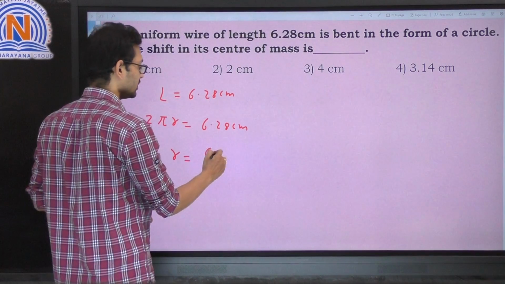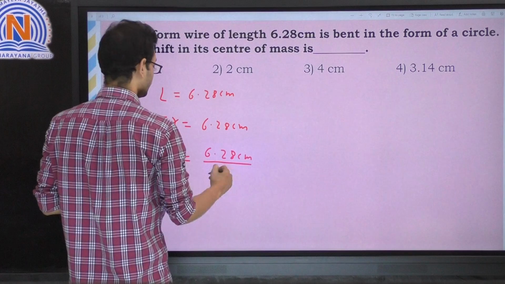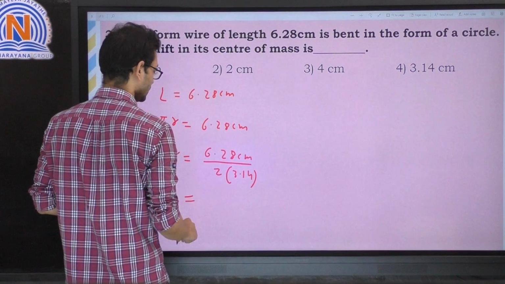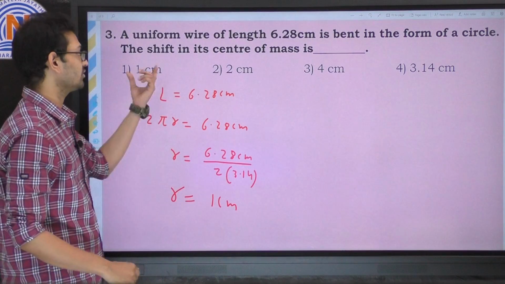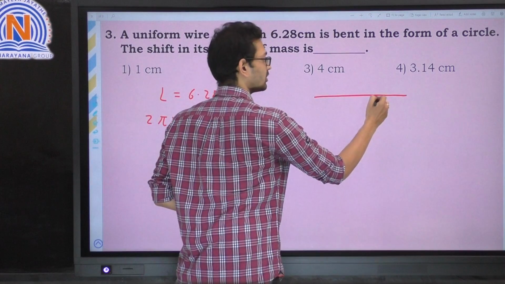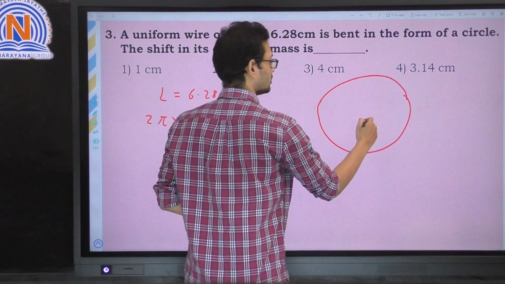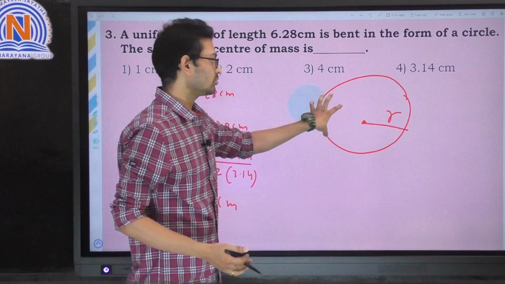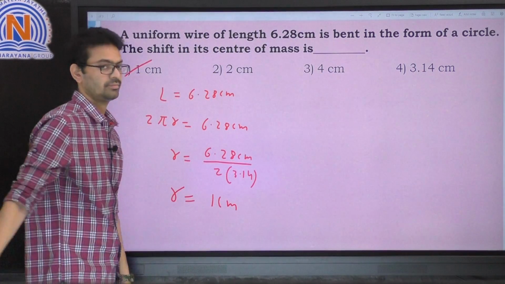Now to find that, we need to find radius r. So 6.28 centimeters is 2 into pi, the value of which is 3.14, and if you solve that, you get around 1 centimeter. So the radius is 1 centimeter. That means the shift is also 1 centimeter. Because the radius is 1 centimeter, when you curve it up, the center will just shift to the center of radius r. So the shift is 1 centimeter. That is option number 1, right?